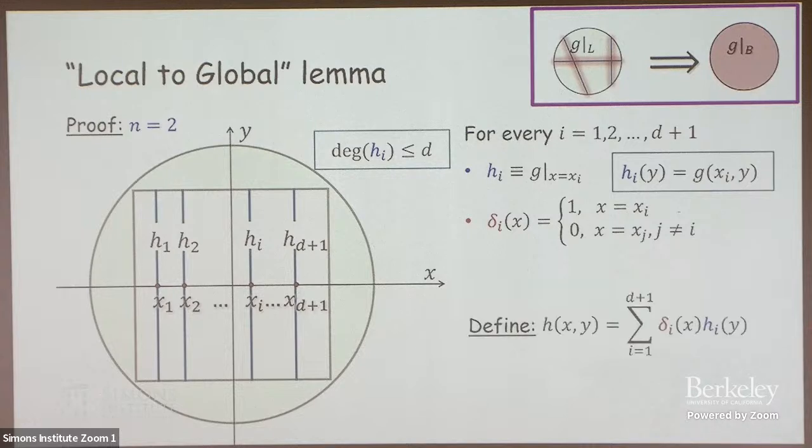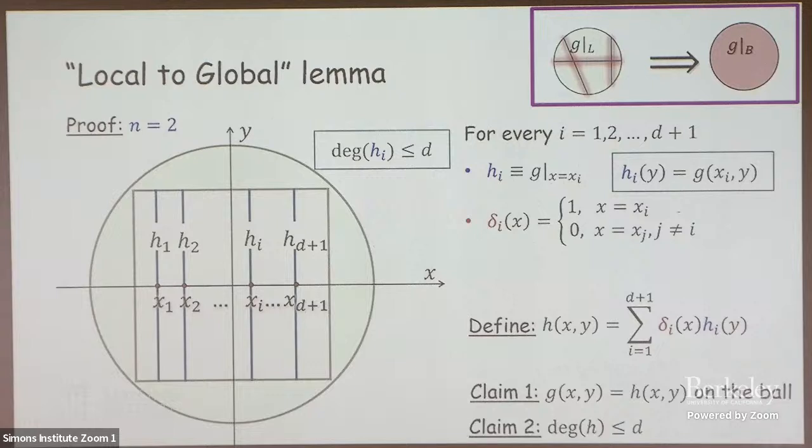And I will define a global polynomial over the square. This way, we just sum over all the points that we have, delta i times x_i, delta i of x, picking the right x and using the right polynomial. This is like interpolating over the polynomials. So we want to claim two things. First of all, g equals h over the ball, or the L1 ball, and then that the degree of h is at most d. And then we are done. So let's concentrate on the first claim.